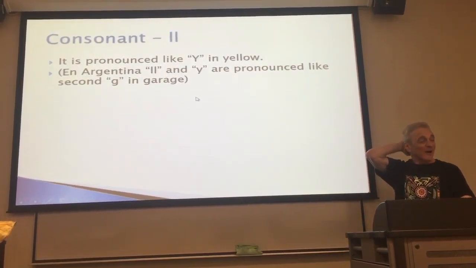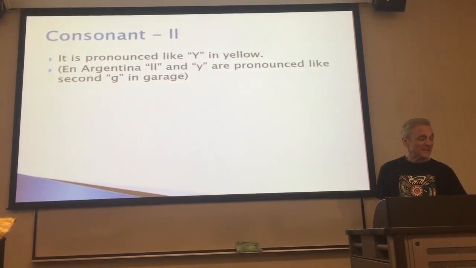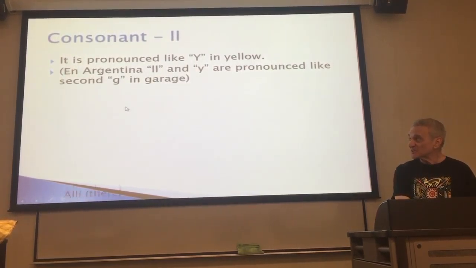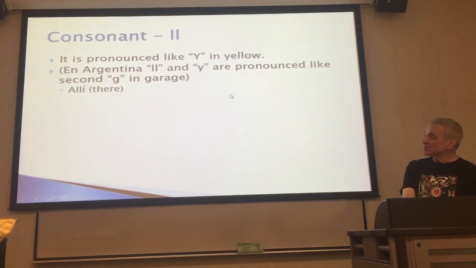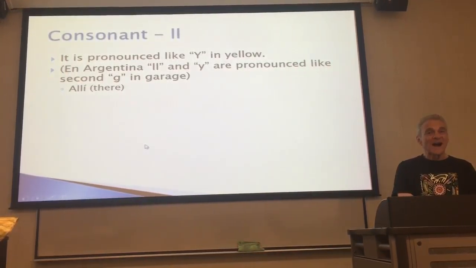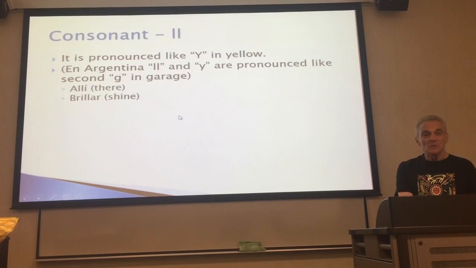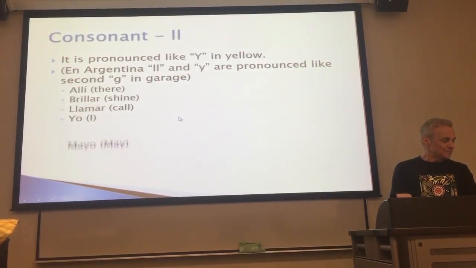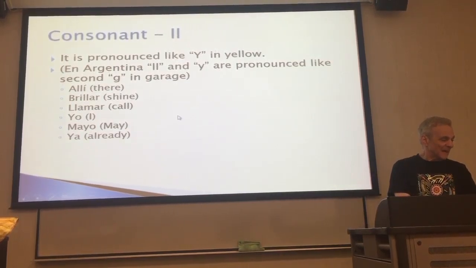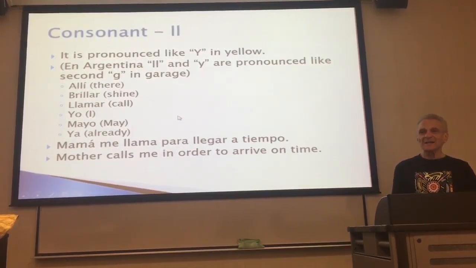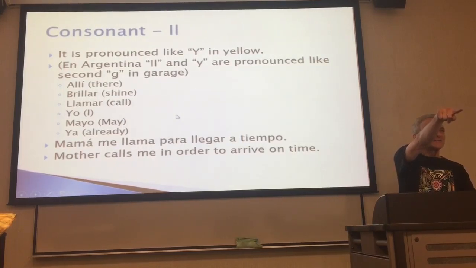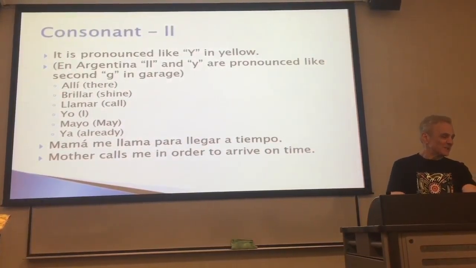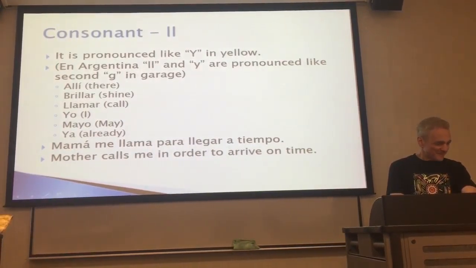The consonant double L is pronounced like the Y in yellow, except in Argentina it's like the G in garage. Sounds pretty strange. But we're going to use the Y pronunciation here. Allí, brillar, llamar, yo, mayo. Okay, now we have Marco. Would you please pronounce? Your Spanish is wonderful. Go ahead. Mamá me llama para llegar a tiempo.